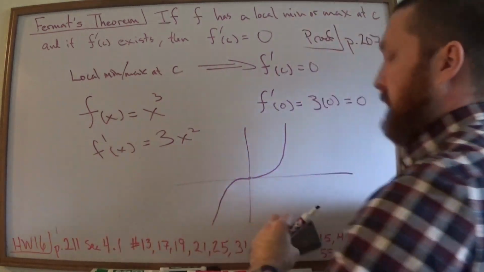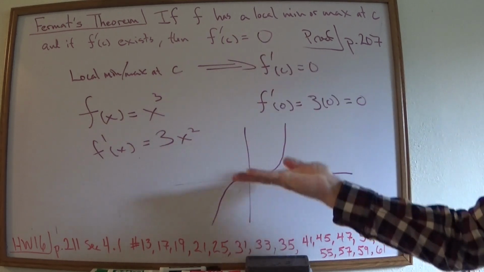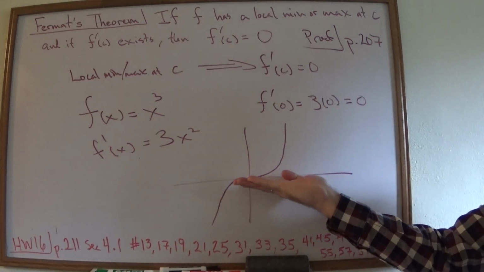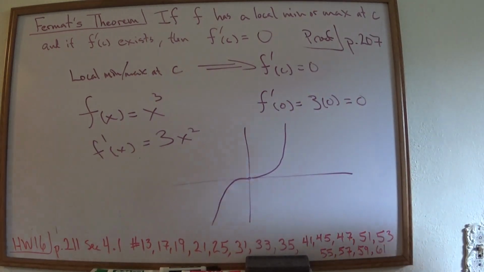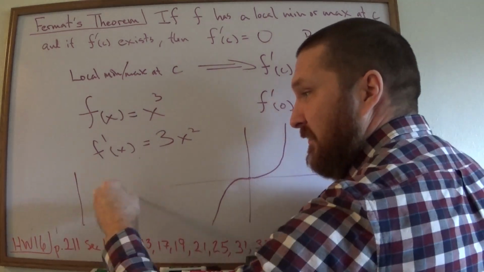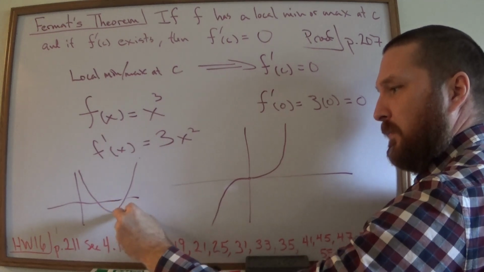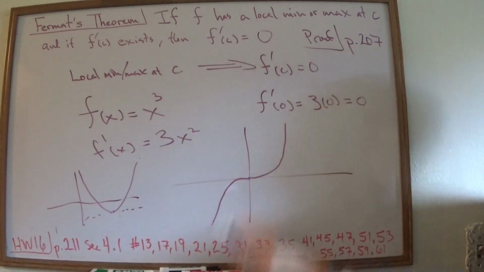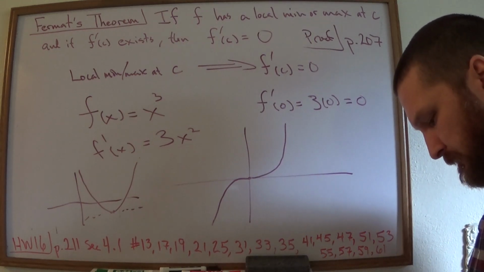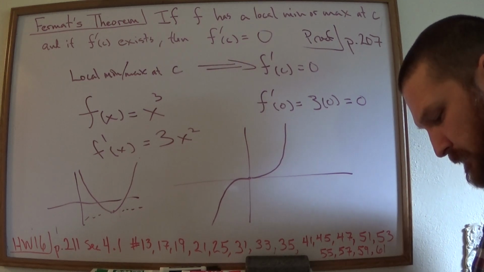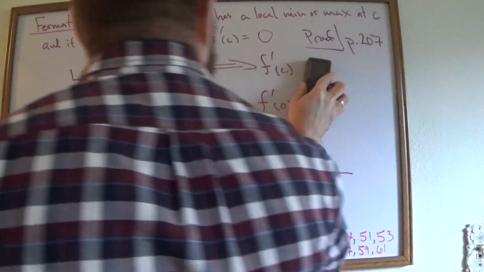So the converse of this statement is not true. Just because your derivative's 0 somewhere, it may not give you a min or a max. It might do something like this. But if your function does have a min or a max, then you can guarantee that right there the slope is 0. And if you want to see a proof, check out 207.